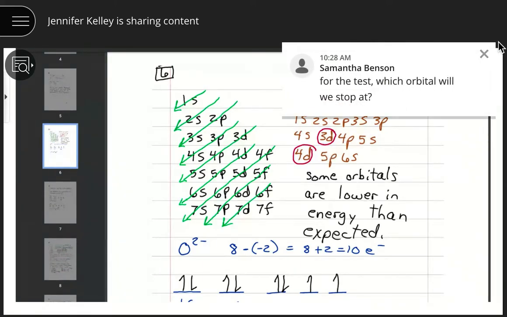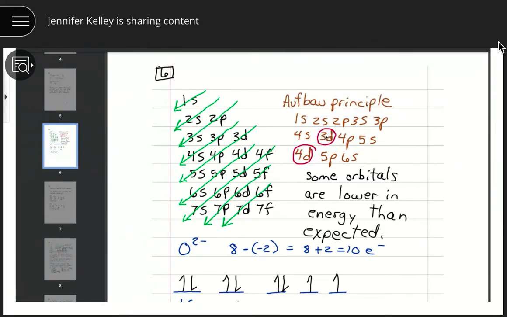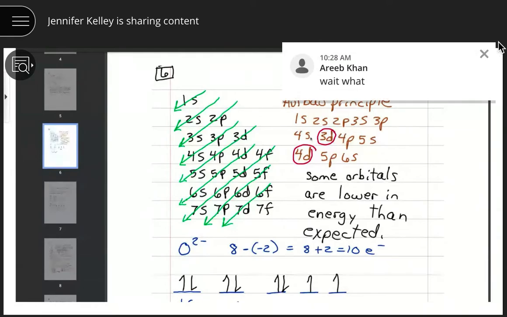And the reason that you do the arrows is so you don't have to remember where it drops down. The arrows will just show you, as long as you follow the arrows.